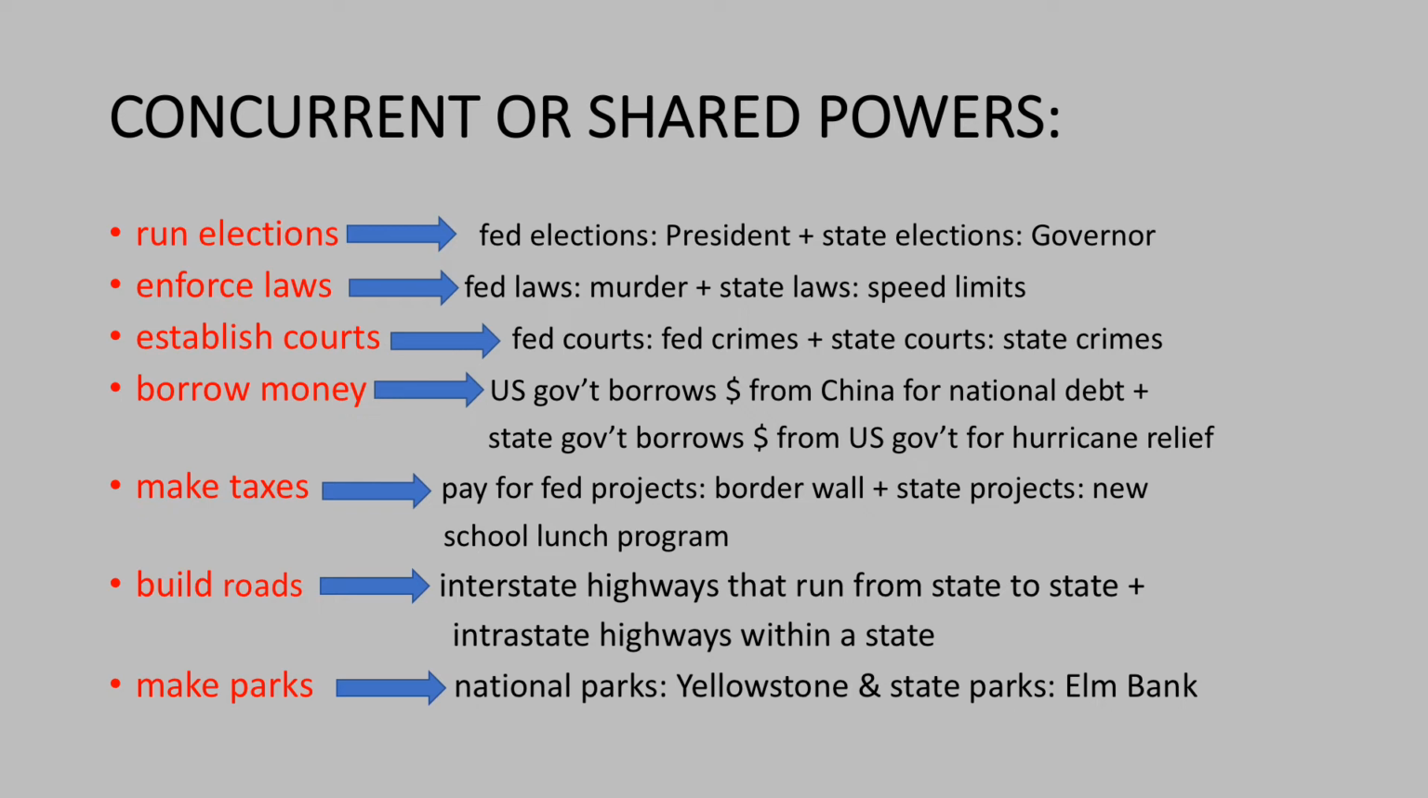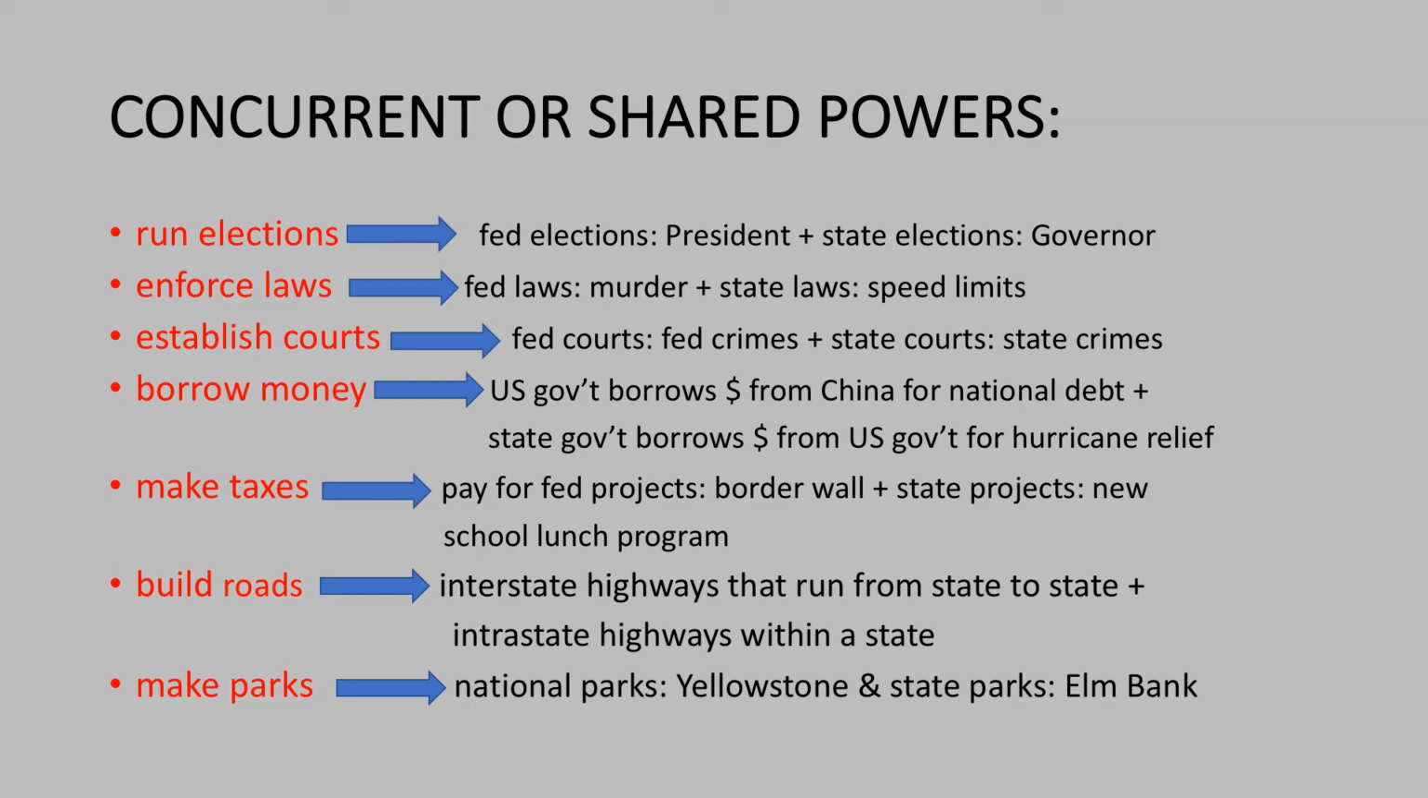Sadly, everybody can charge and borrow money. The United States government borrows money from other countries. We're in deep debt to China in trying to eradicate our own national debt. State governments can also borrow money from the United States government for things that hit their state in particular, like a hurricane, for example. Taxes can be charged by both the federal and state governments. My federal taxes go for things that are going to protect the country as a whole, like a border wall, according to President Trump, or like a school lunch program that Charlie Baker thinks might be valuable for everybody.